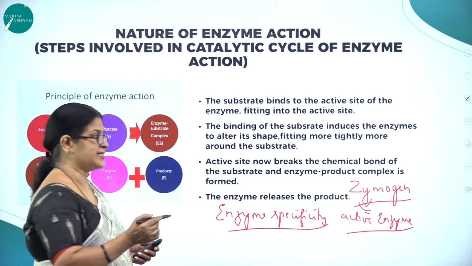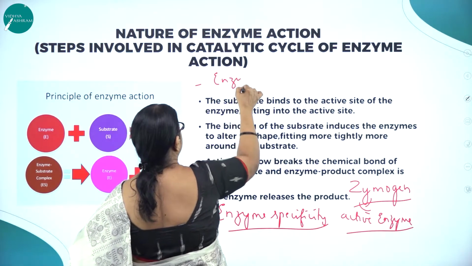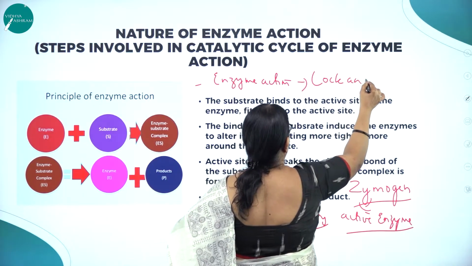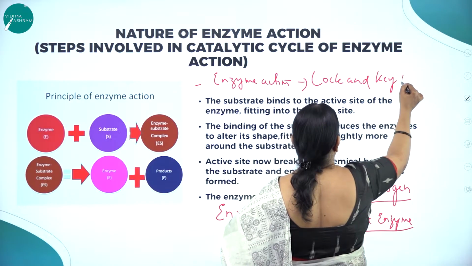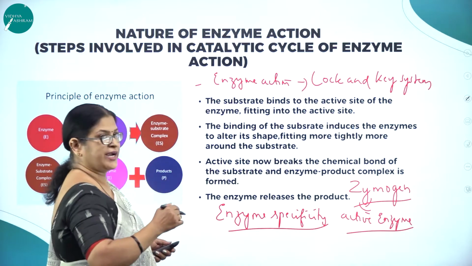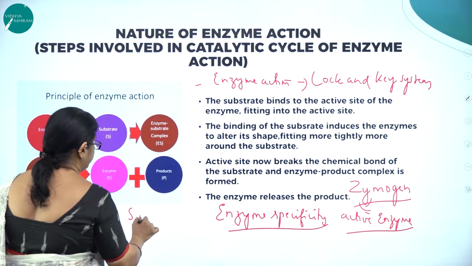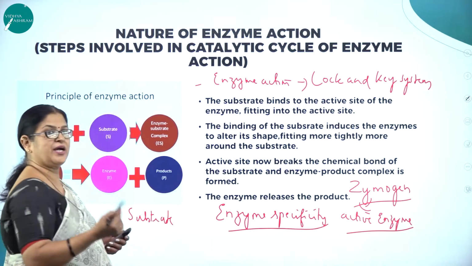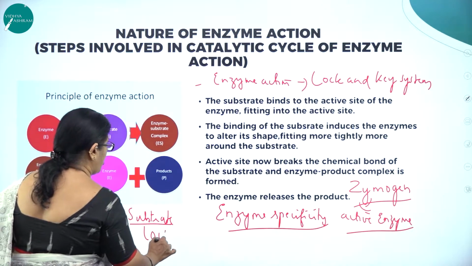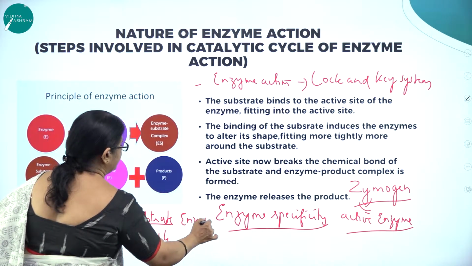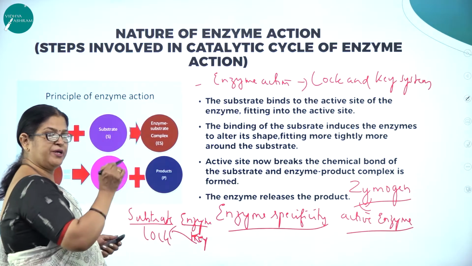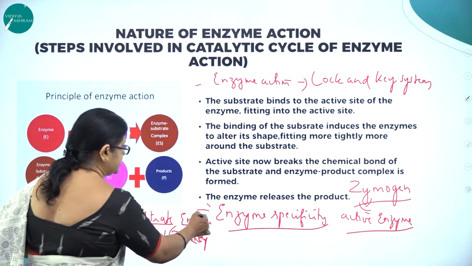Now let us understand, as I said, the enzyme action works in a lock and key system. Here the substrate might be a carbohydrate, it might be a protein, or it might be a lipid. So the substrate is called a lock and the enzyme is called a key. So this is going to act upon a particular substrate. That is what we call enzyme specificity.